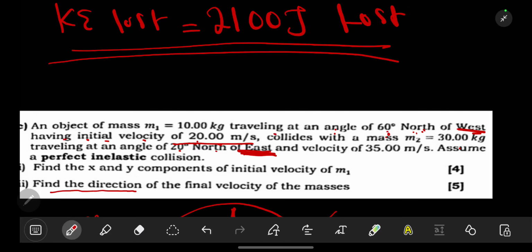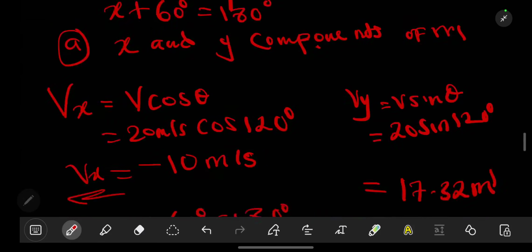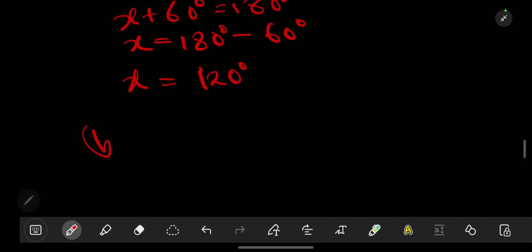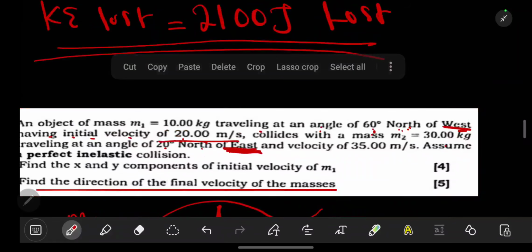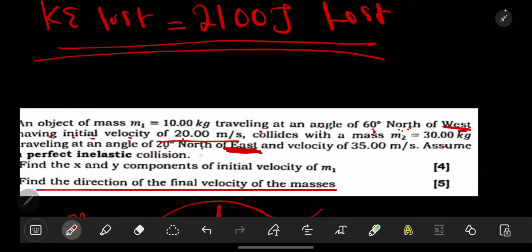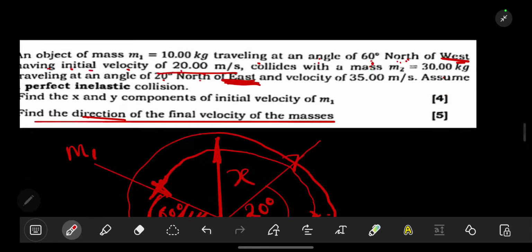Then here, find the direction and the final velocity of the masses. So this one now is quite interesting. For this one, we will need to find the momentum in the x and the momentum in the y, because they were initially moving in different directions. So when they collide, we expect them to even move in another direction. So that's why we have direction and the final velocity of the two masses.